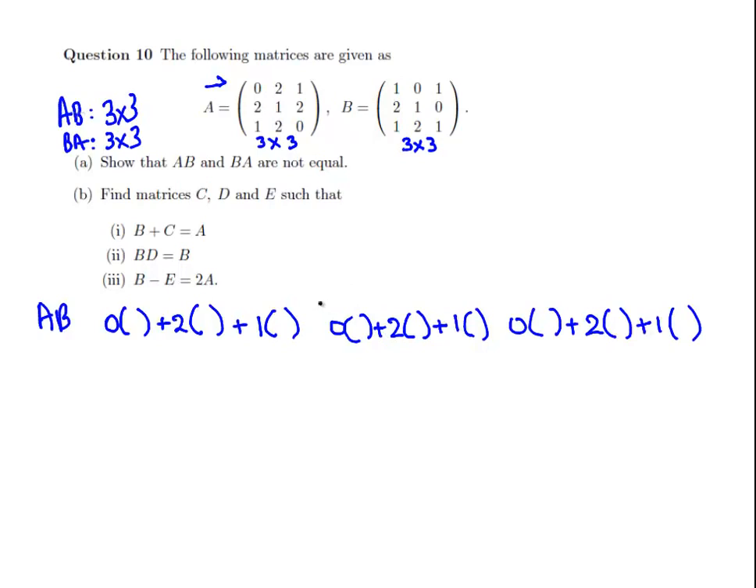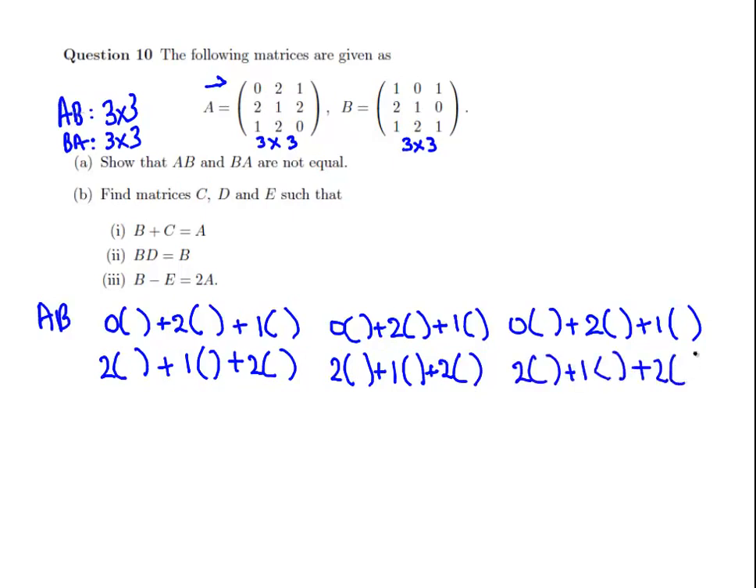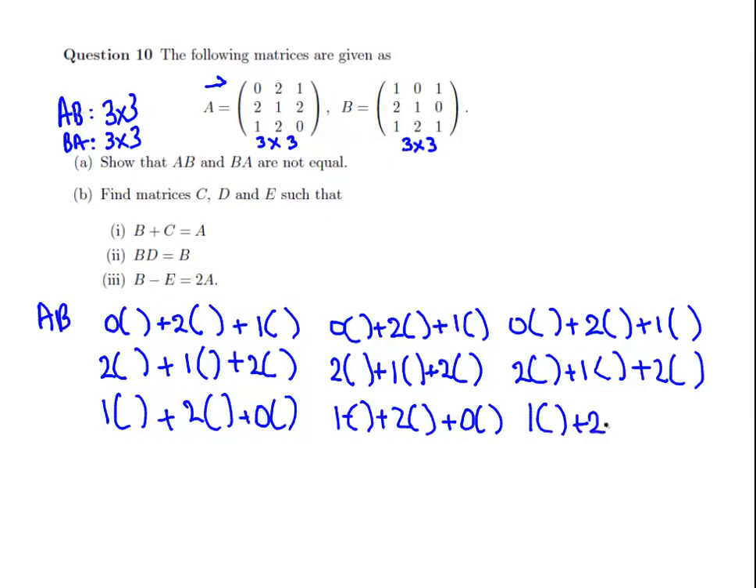That's the top row, and we're going to do that for each row of A. So we're going to do it again for row two, which is values 2, 1, and 2. And again, we're going to multiply that row by each of the three columns of B. That's why we're replicating these statements three times. But last row, 1 plus 2 plus 0, 1 plus 2 plus 0, 1 plus 2 plus 0. Now, that's it set up.